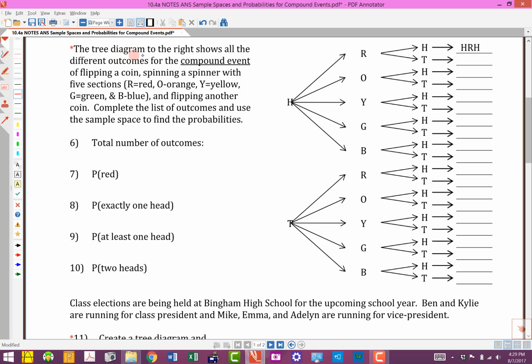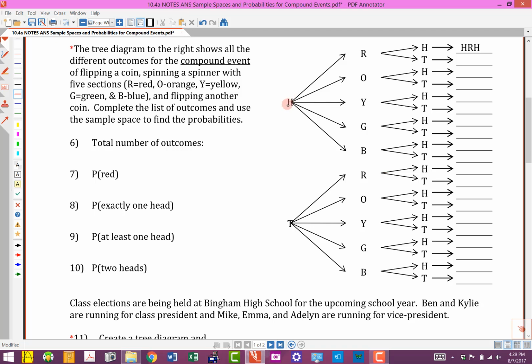So it says the tree diagram to the right shows all the different outcomes for the compound event of flipping a coin, spinning a spinner with 5 sections, red, orange, yellow, green, and blue, and then flipping another coin. So here's the compound event. This is why this isn't a simple event. We're going to flip a coin, record the results, either heads or tails. Then we're going to spin a spinner that has 5 sections, red, orange, yellow, green, and blue. And then we're going to flip another coin.